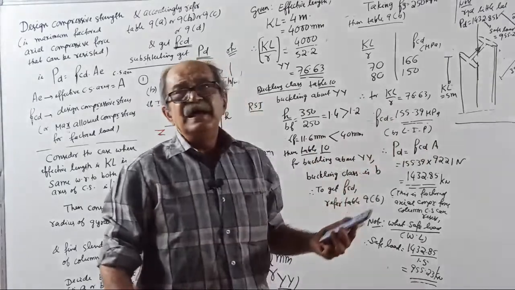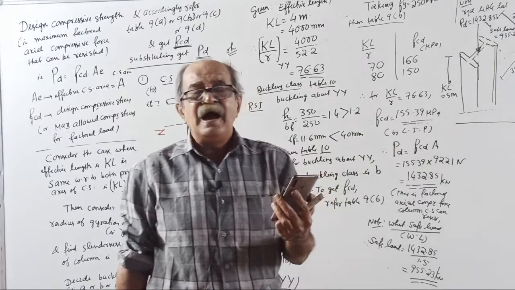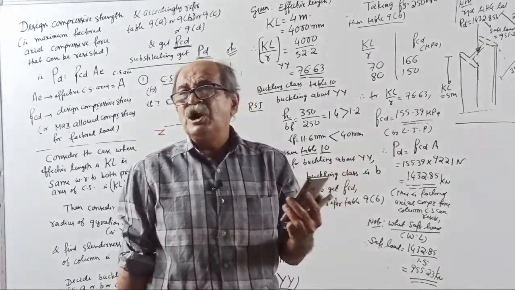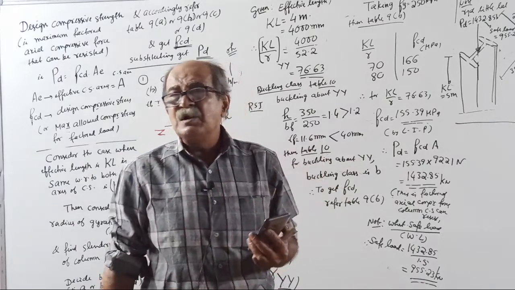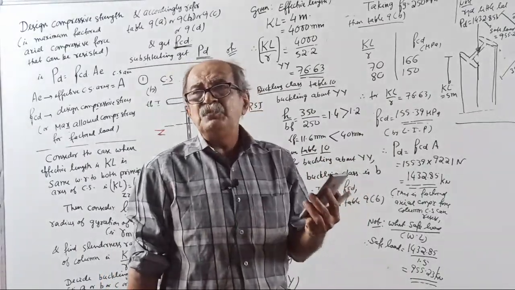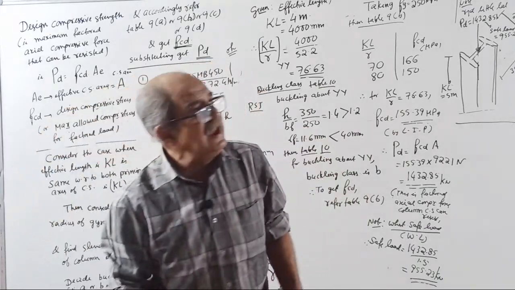Of course, here the dimensions are changing. Area is the same. How much did you pay for ISHB 350? How much do you have to pay for ISMB 450? Same column. If you change your mind and provide ISMB 450, same amount. Okay. Then why do the question?